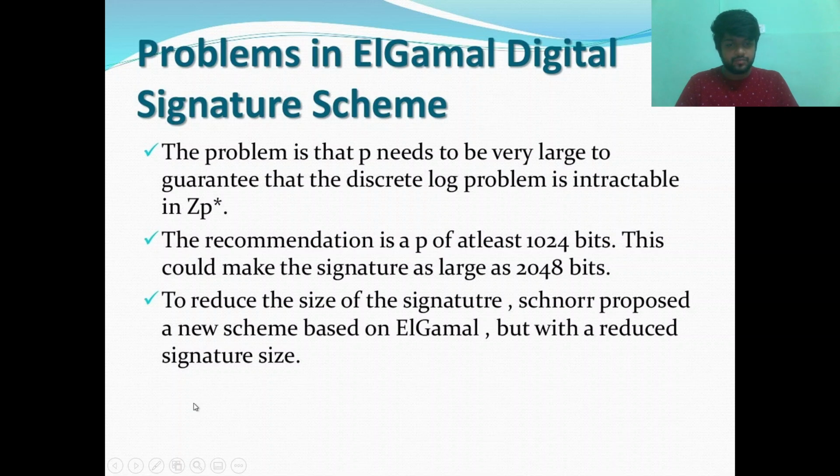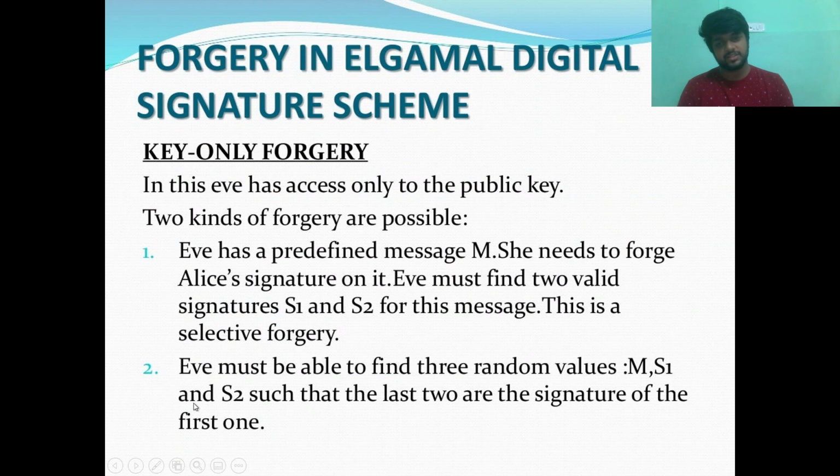So the recommendation for P is at least 1024 bits. It should be a minimum of 1024 bits to be difficult to crack. But the recommended value is 2048 bits, as we are saying throughout the video. To reduce the size of the signature, Schnorr proposed a new scheme based on Elgamal, but with a reduced signature size. So let's see the other schemes as well, just to know more about digital signature schemes, as we have now focused on the Elgamal digital signature scheme successfully.